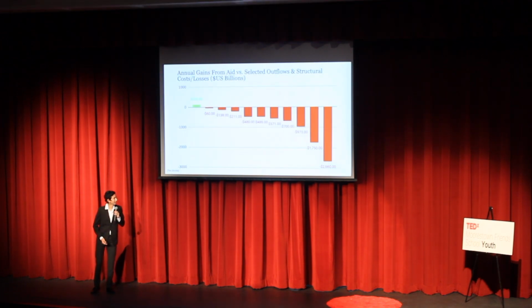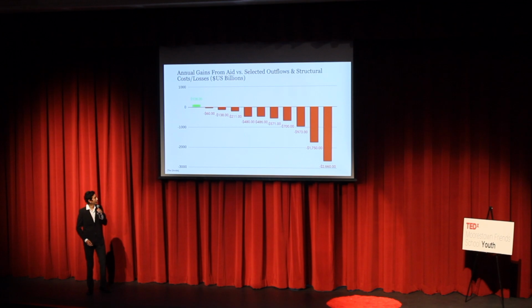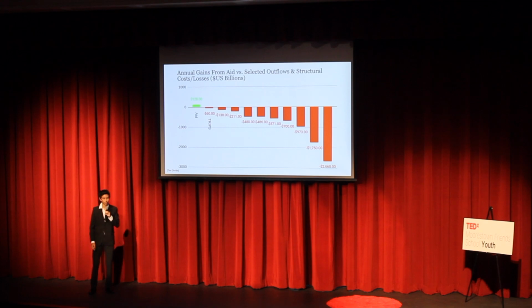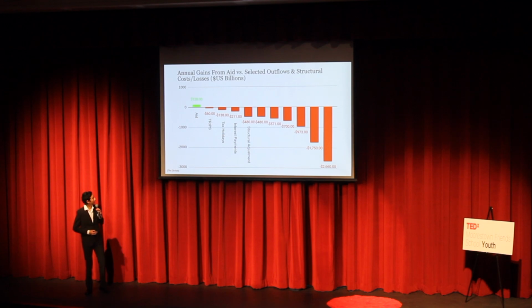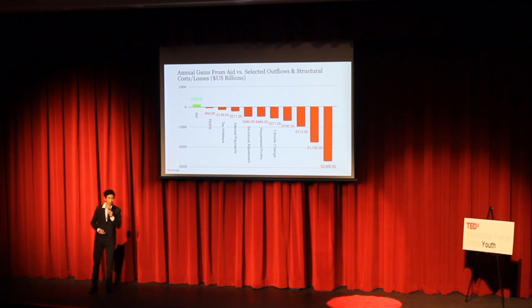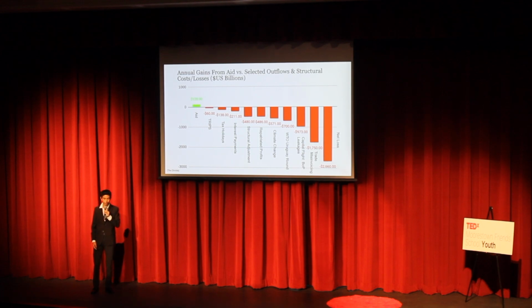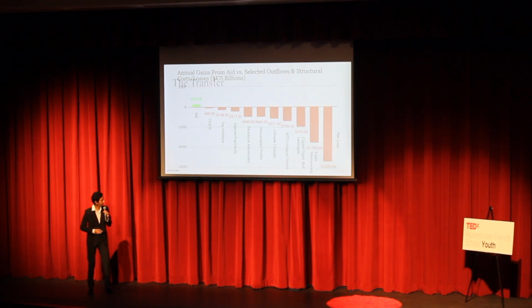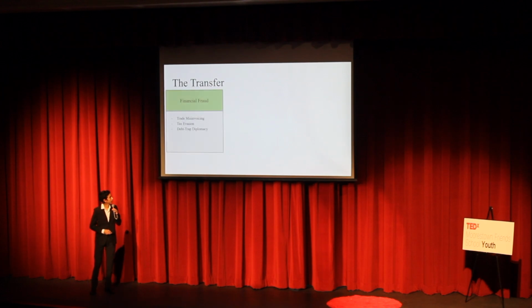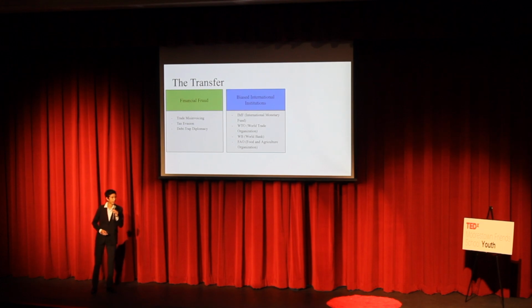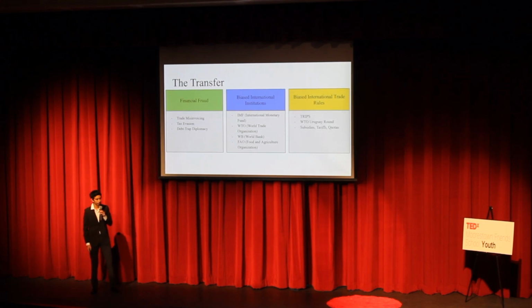Another way to visualize this is through this bar graph. These red bars represent net outflow from the global south to the global north, and this occurs through a variety of factors. The green bar represents net inflow from the global north to the global south. Now, these red bars can be generally categorized into three different categories of outflow. These include financial fraud, bias from international institutions, and bias from international trade rules.